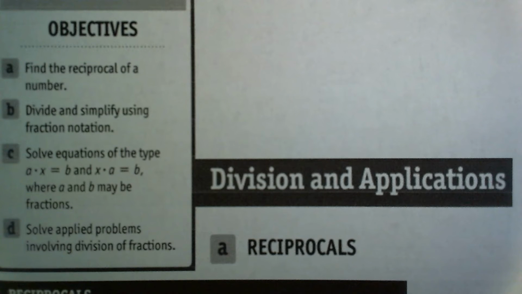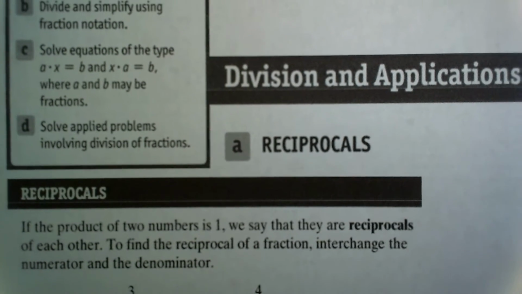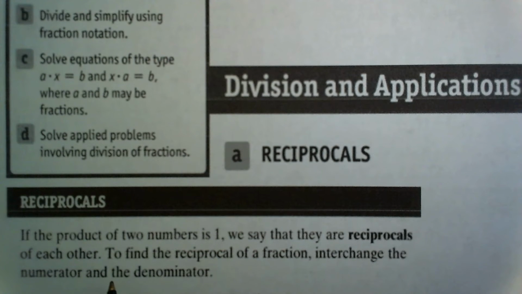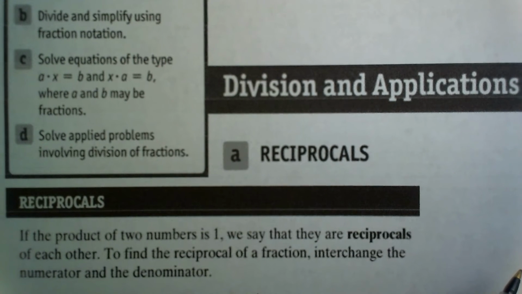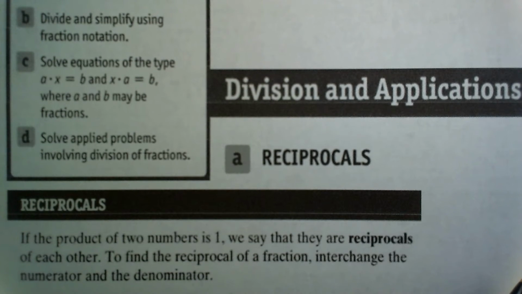To lead into this discussion, we look at reciprocals first. And so here's the definition. If the product of 2 numbers is 1, we say they are reciprocals of each other. Instead of the word reciprocal, in some textbooks you will see multiplicative inverse. It's a bit longer expression, but it conveys the same meaning. And that is, to find the reciprocal of a fraction, we simply interchange the numerator and the denominator.